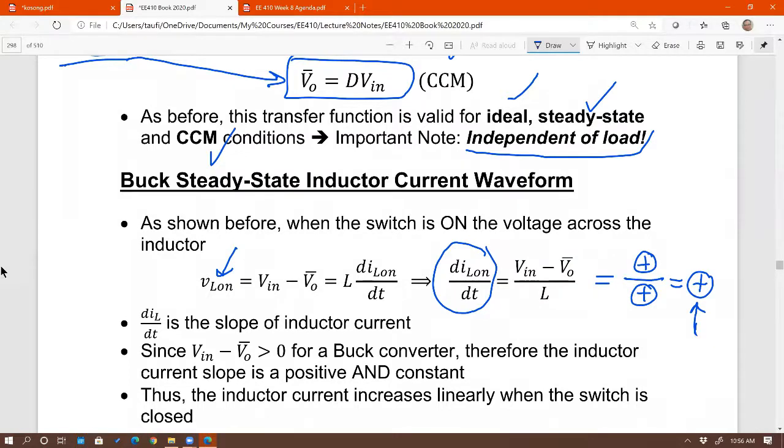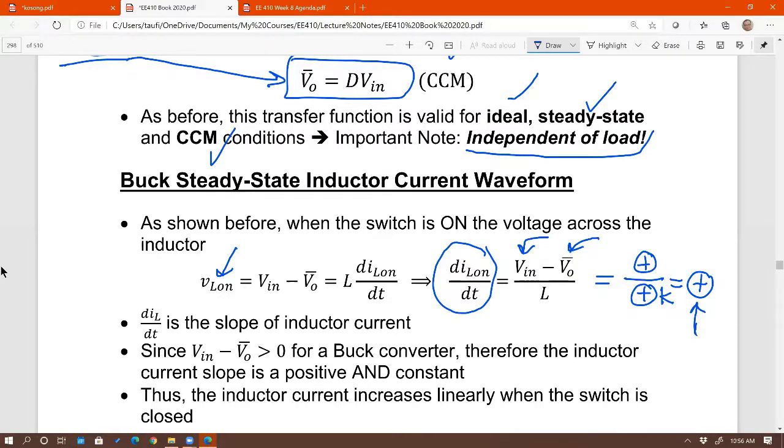L is constant, right? So here's constant for sure. Once you select L, you cannot change it anymore, so L is constant. What about V in minus V out? Well, we're going to assume that V in is constant too, of course. That way, we simplify the analysis. So given a fixed input voltage, the output is also fixed, for a given duty cycle. That's why it's called average output voltage.